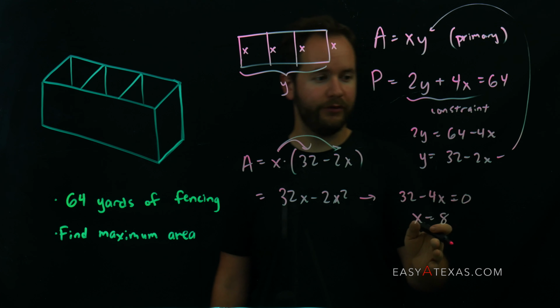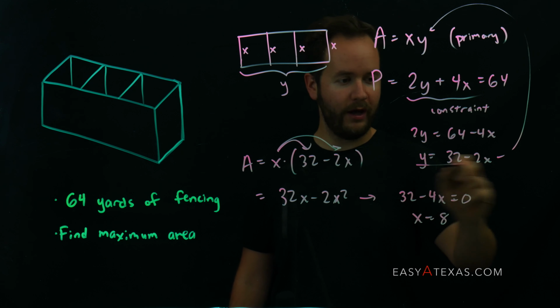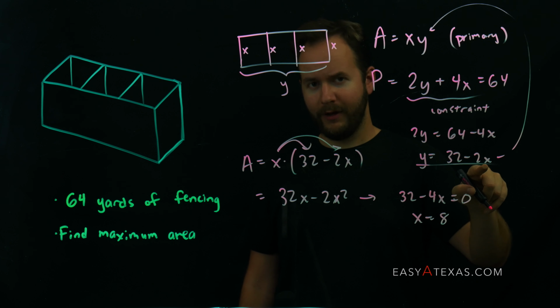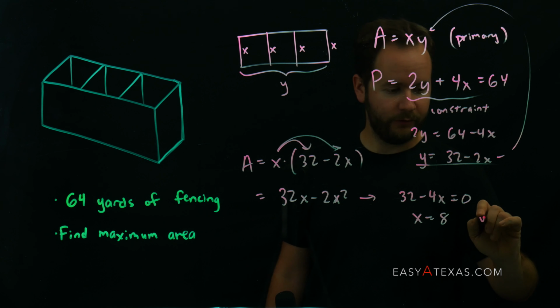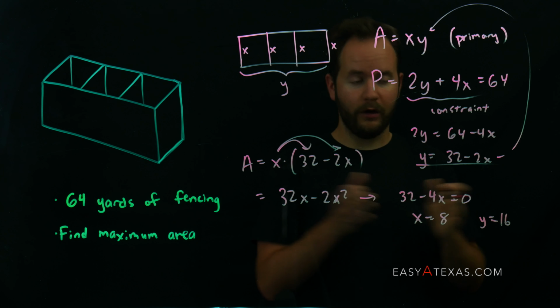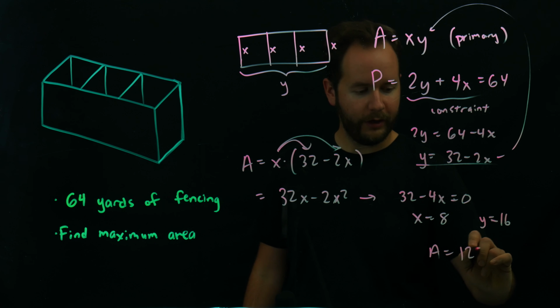And now that I have x equals 8, I can plug x equals 8 back into my constraint, which says y equals 32 minus 2x. 2 times 8 is 16. 32 minus 16 is 16, so I have y equals 16. If I know the short side is length 8 and the long side is length 16, then the area would be 8 times 16, or 128.